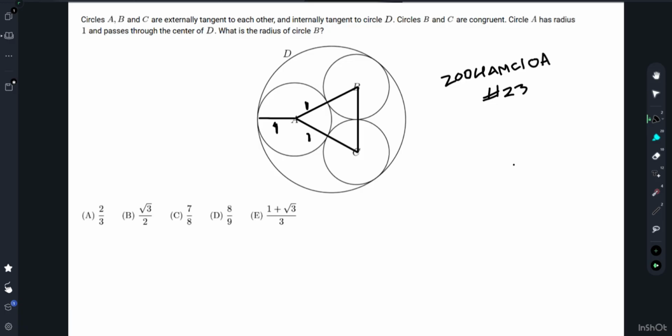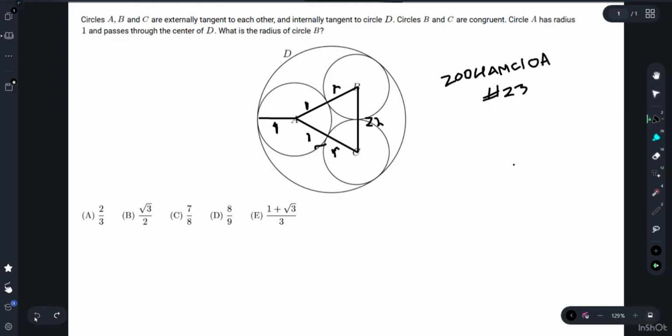Well, we want to find the radius of circle B, so let's set the radius of circle B to be, for example, R. So let's have that be R and this be R. And this side would be, well, we know the radius of circle C is also R because circles B and C are congruent. So this would be 2R. And each of these sides would be 1 plus R and 1 plus R.